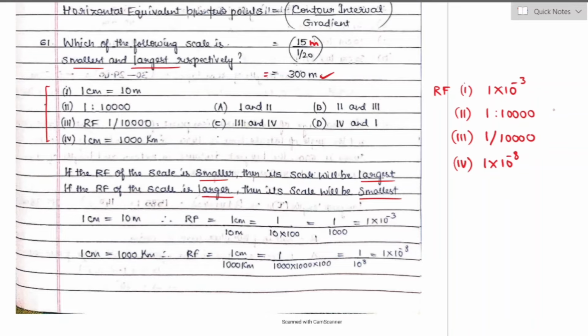So if you observe these representative fractions of the given options, the smallest scale is option D, that is 1 into 10 to the power of minus 8, and the largest scale is 1 into 10 to the power of minus 3. So option D is the right answer.